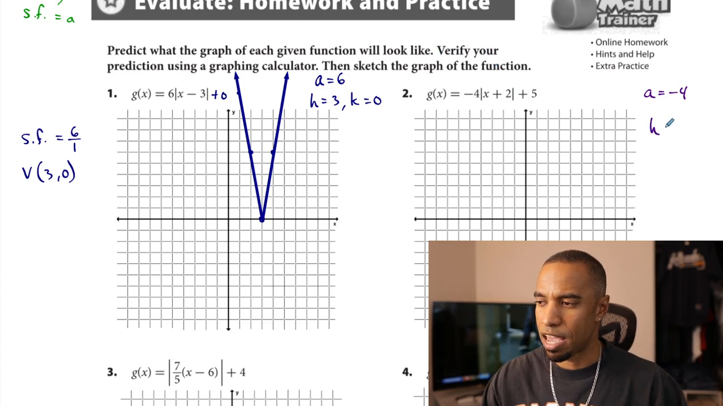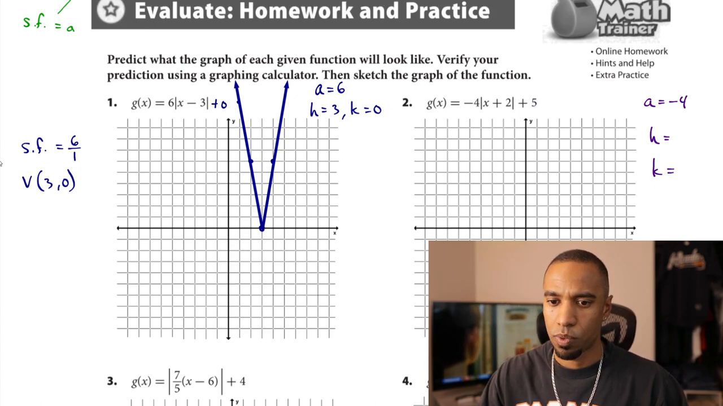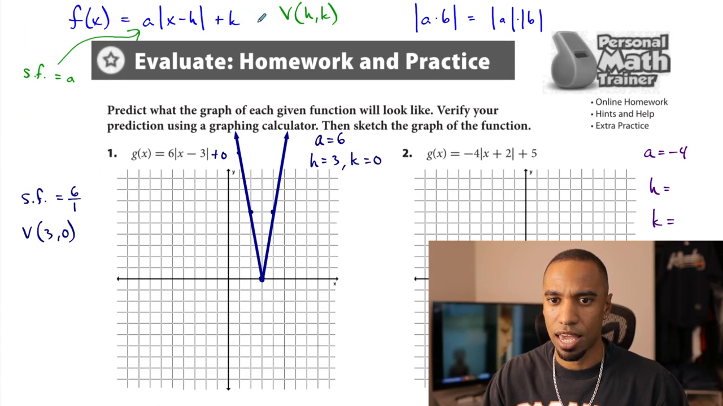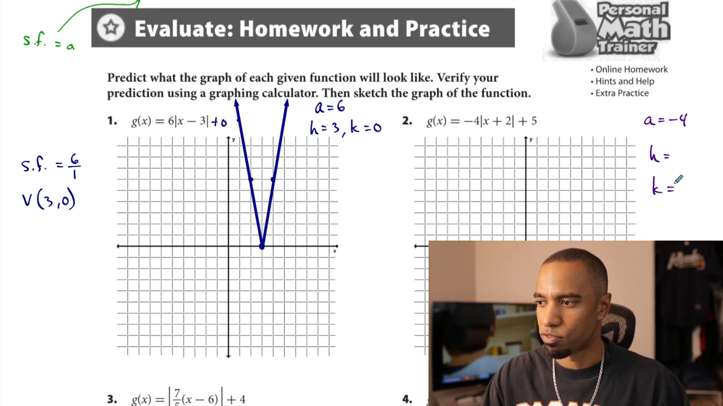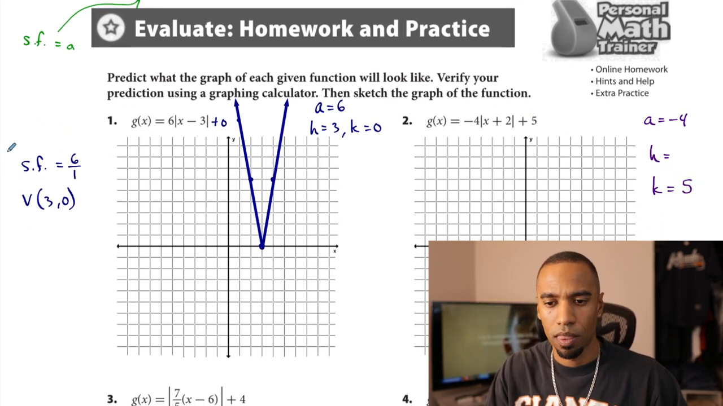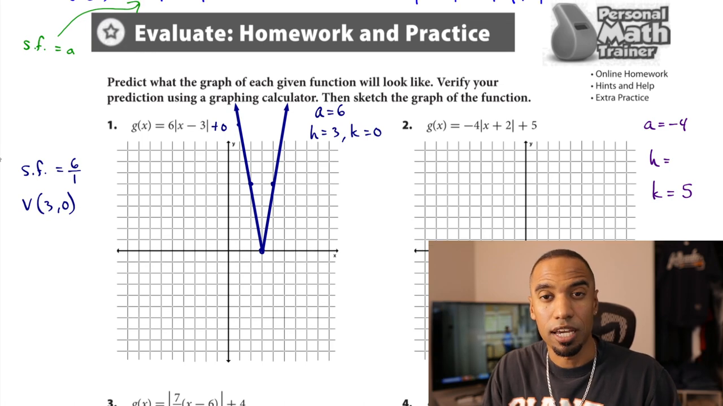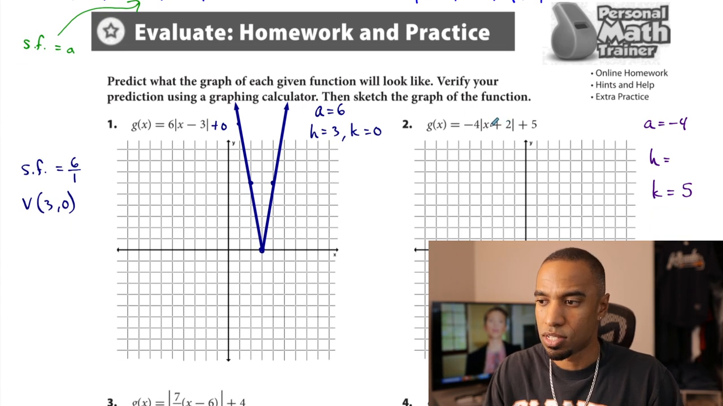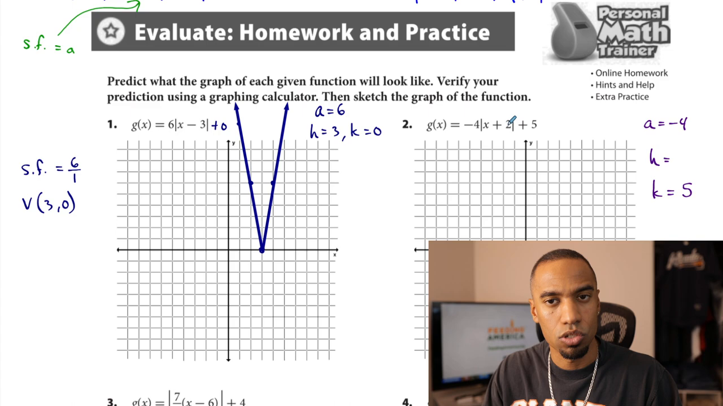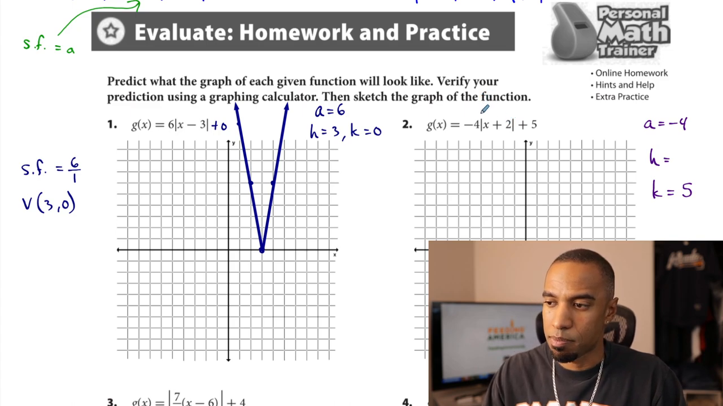And now H and K for our vertex values. The K value, as we look at the formula, says plus K, and here we're looking at a plus 5. So this is plus 5 and plus K, which means K is 5. The H is a little tricky because the H value in the formula says what? Minus H, x minus H. What does this say? This is x plus 2. Well, that's the same thing as x minus negative 2.